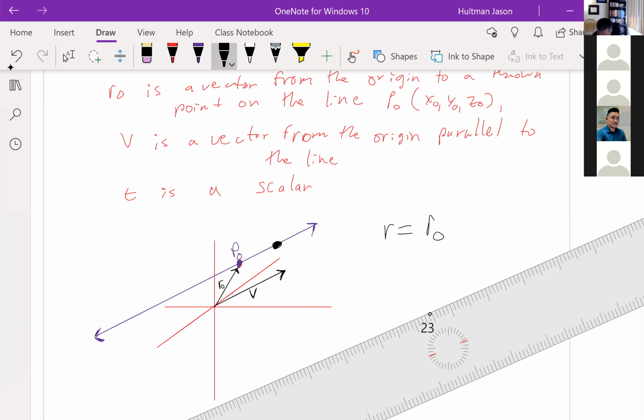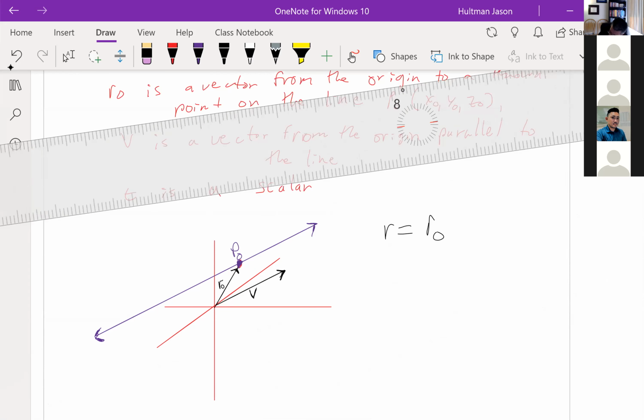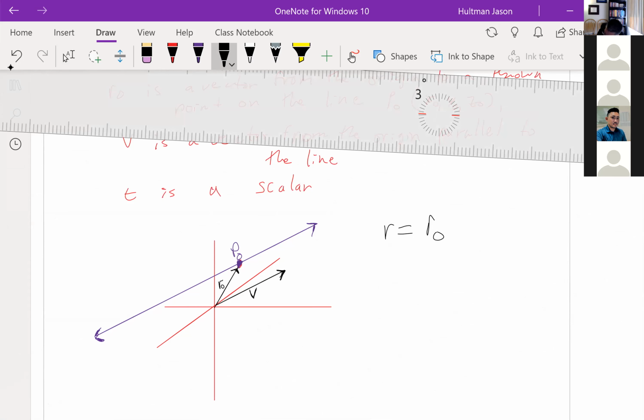The vector parallel. Now, how is this working? Okay, to give me this R, it's plus VT, right? Okay, so let's think about this for a second. Let's look at VT. VT is a scalar. That means that I could scale up and down my vector any way I want.